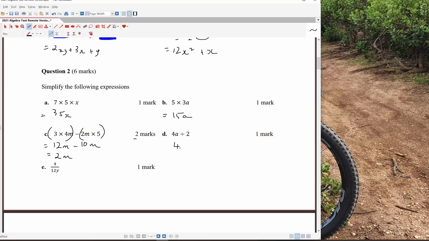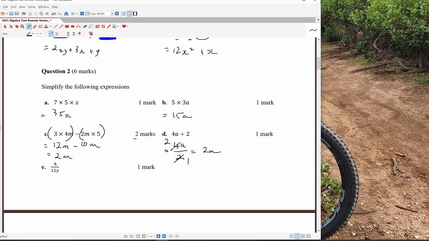This one here might be best to see as a fraction. 4a divided by 2 is 4a over 2. Then we're going to think what goes into 2 and that also goes into 4. The answer is 2. So 2 goes into 2 once, 2 goes into 4 2 times, leaving us with 2a.